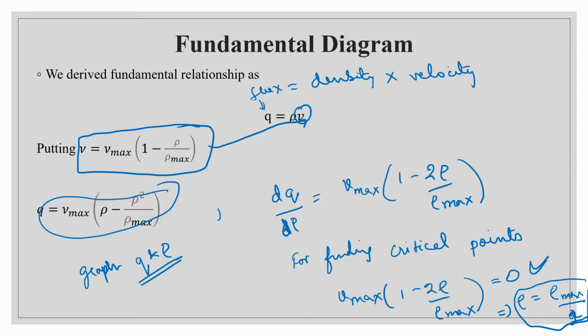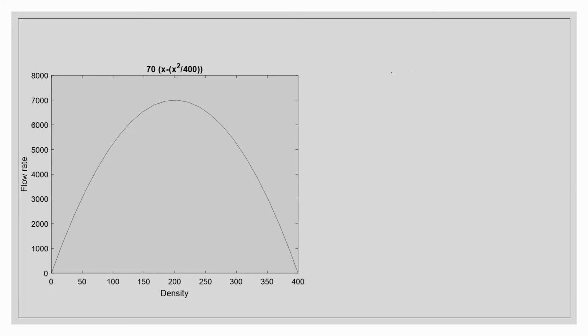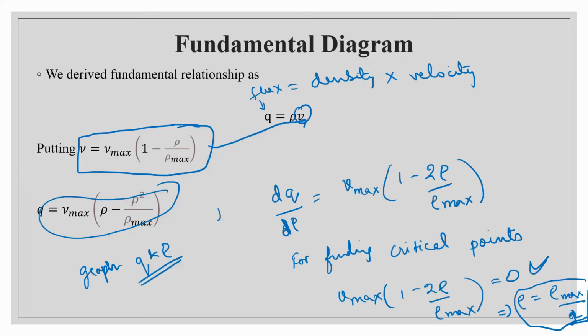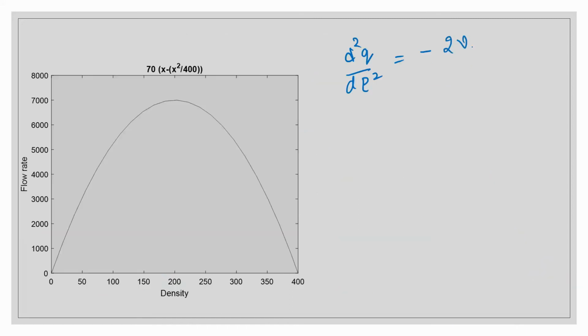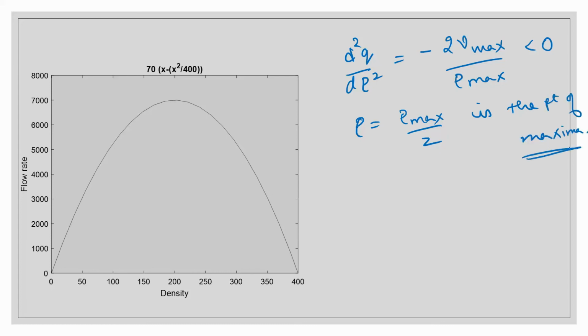If I find my second derivative, d square q by d rho square, you will see that it is negative, because if I differentiate again, I will get minus 2 V max upon rho max. Now this is less than 0. That means that rho equal to rho max by 2 is the point of maxima. So I got some information by using very basic calculus. So let us draw the diagram.